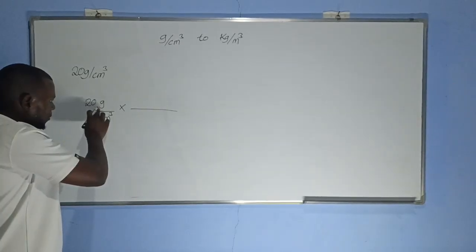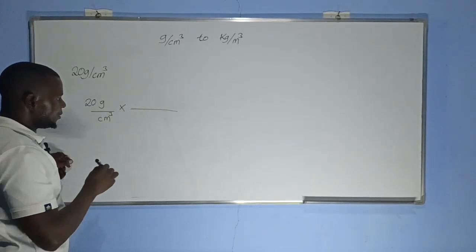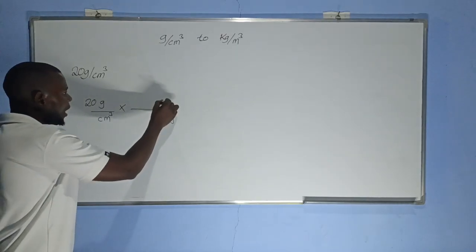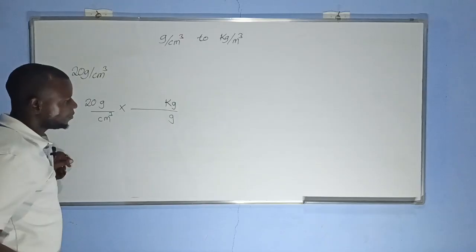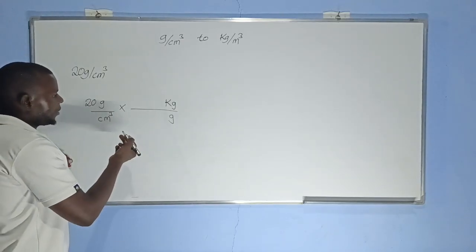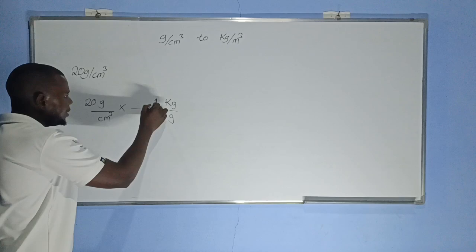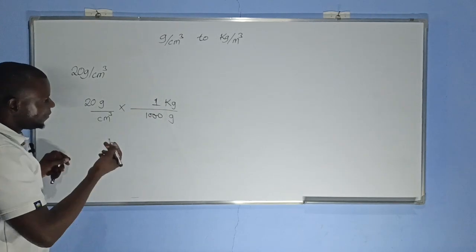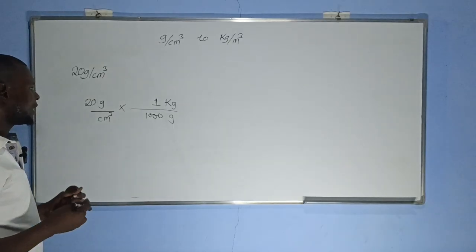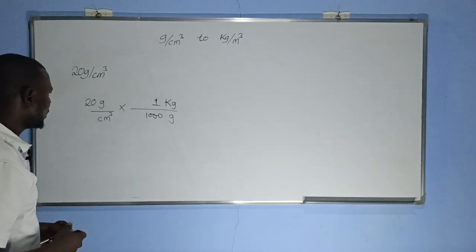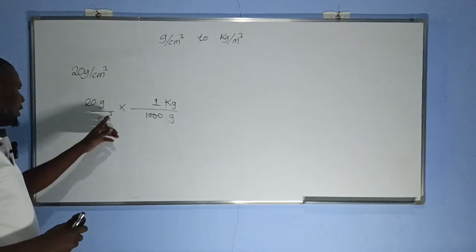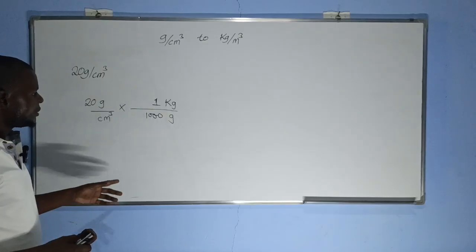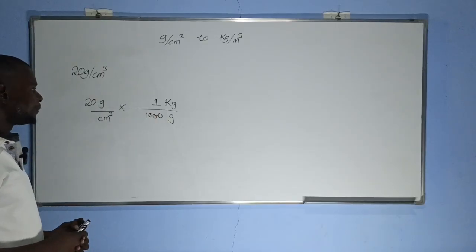Since grams is on top in this first part, in order for us to get rid of it, we need to put it down here so that it cancels and our kgs will be on top. The conversion between kilograms and grams, we understand, is 1 kilogram is equal to 1,000 grams, because the prefix kilo simply means 1,000. So 1 kg is equal to 1,000 grams. By doing this, you find that this unit of gram will cancel with the other unit of gram, and our unit of interest, which is kilograms, remains.